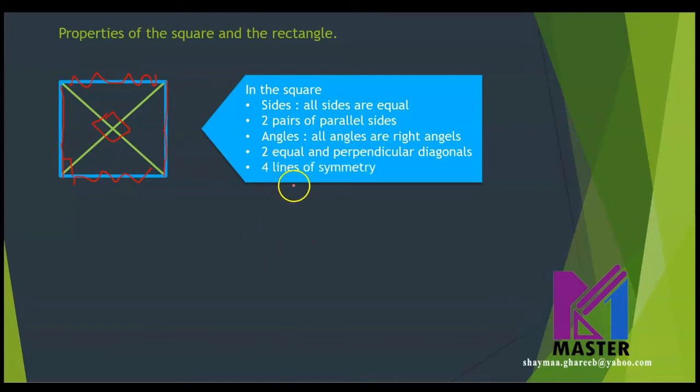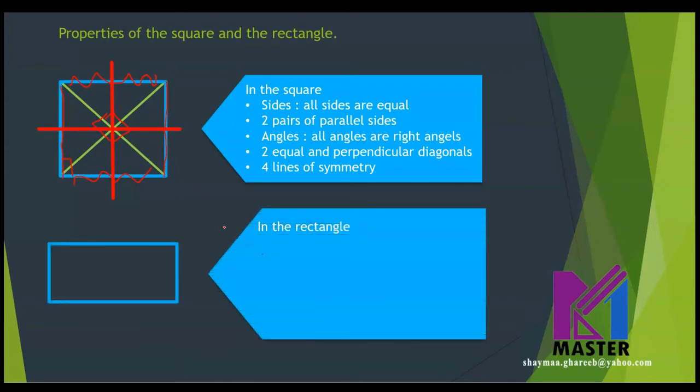And also it has 4 lines of symmetry. Where are the lines of symmetry? The 2 diagonals of the square are 2 lines of symmetry. They are the same as 2 of the lines of symmetry of the square. And where are the other 2? Here it is. We have 1, 2, 3, and 4 lines of symmetry for the square. Is this clear? Now let's talk about the rectangle.